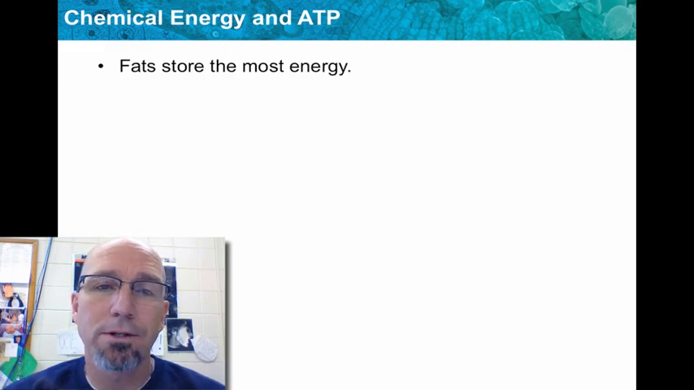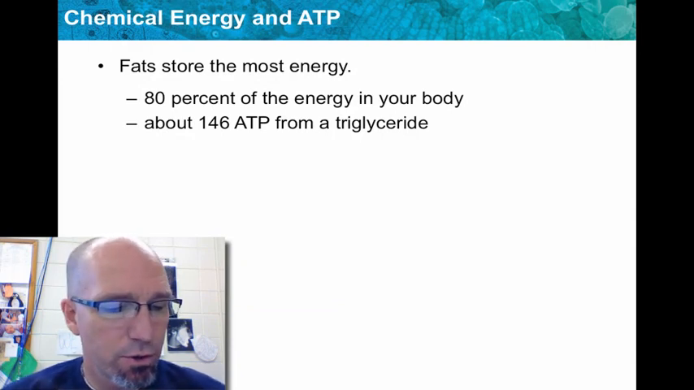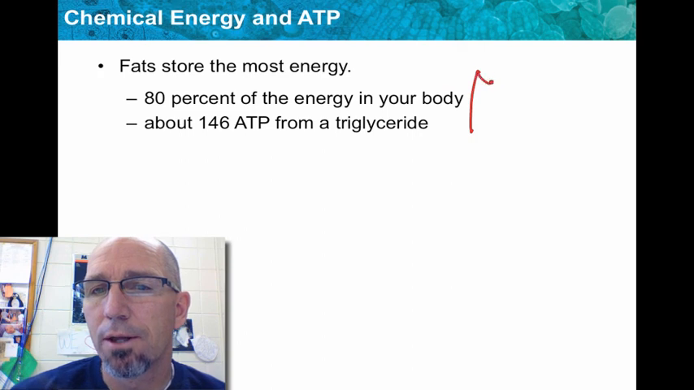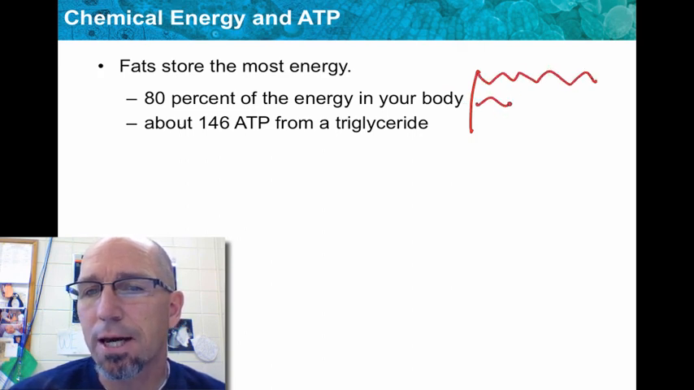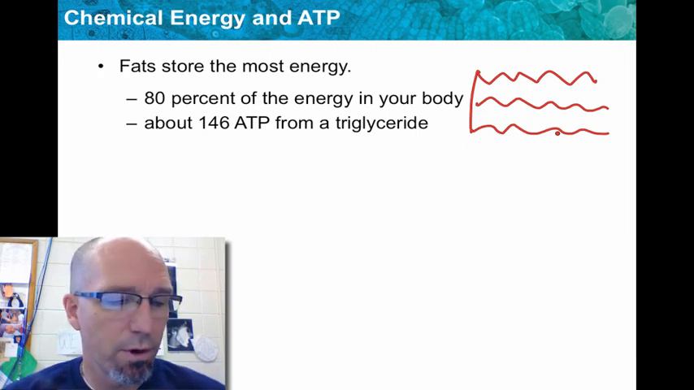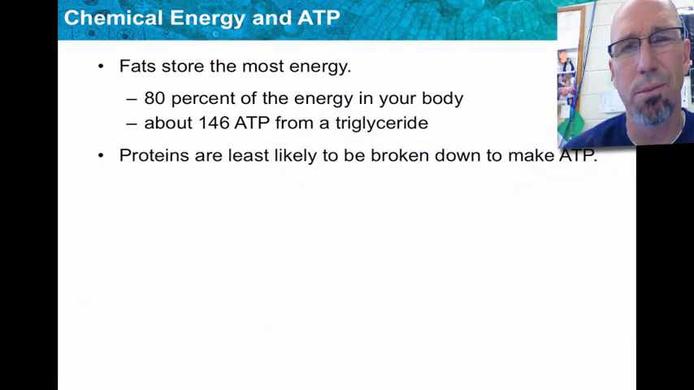You're well aware that fats store the most chemical energy. From a triglyceride, if you remember, which I'm sure you probably do, triglycerides have the glycerol and then the zigzaggy fatty acids that come off the end. We get about 146 ATP from a triglyceride, so that's about 5 times as much as you would from a carbohydrate. Proteins, we don't like to use those to make ATP. Those are the ones that are doing the work. Those are the ones that are really running the show.